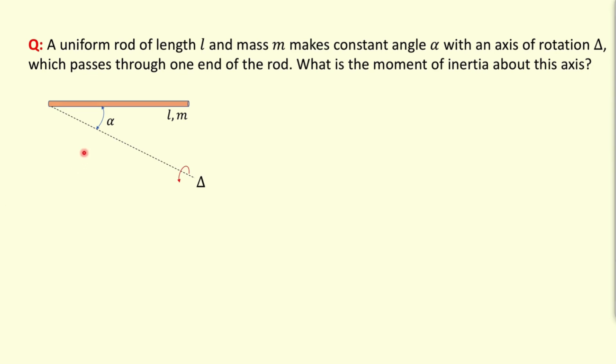So, to answer this, we take an infinitesimal element along this rod and we call it dx. The distance of this element to this end of the rod is x, and the distance of dx to the rotational axis is r, and r is perpendicular to this axis. And the relation between r and x is given by this equation.